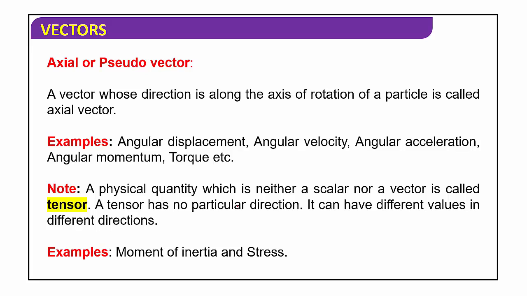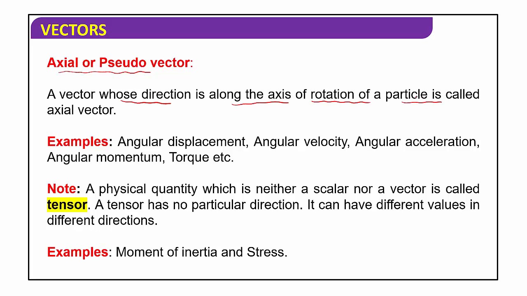Then we can study the second type of vector, axial or pseudo vector. It is exactly opposite to the first one. The first type of vector is the true vector or polar vector, and now this is axial or pseudo. Pseudo means false, which is not true, right? Yes, how to define an axial or pseudo vector? A vector whose direction is along the axis of rotation of a particle.